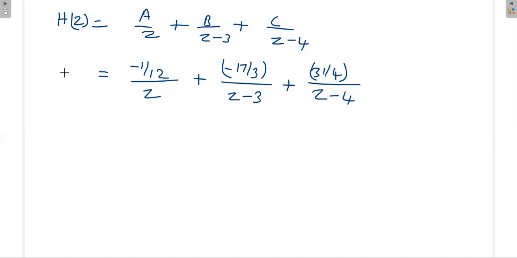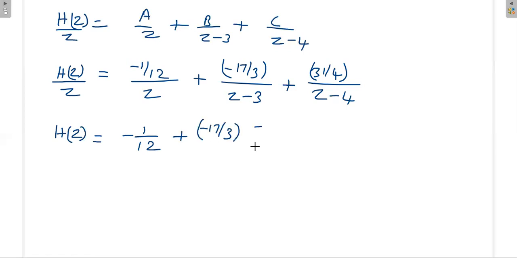Now just take the inverse z transform, but this is not h of z, this is actually h of z divided by z. Now we can take this z to this side. So we'll get h of z is equal to minus 1 by 12 minus 17 by 3 into z by z minus 3, plus 31 by 4 into z divided by z minus 4. Now we'll simply assume that this system is a causal system, because to find the exact result we need the ROC. Just assume that the system is causal.